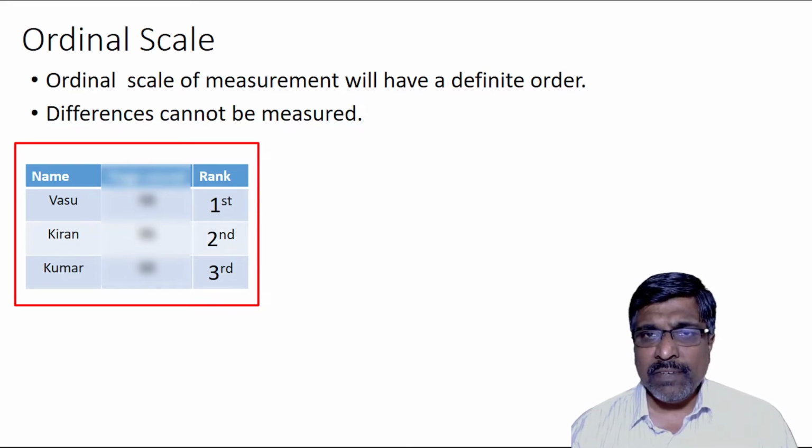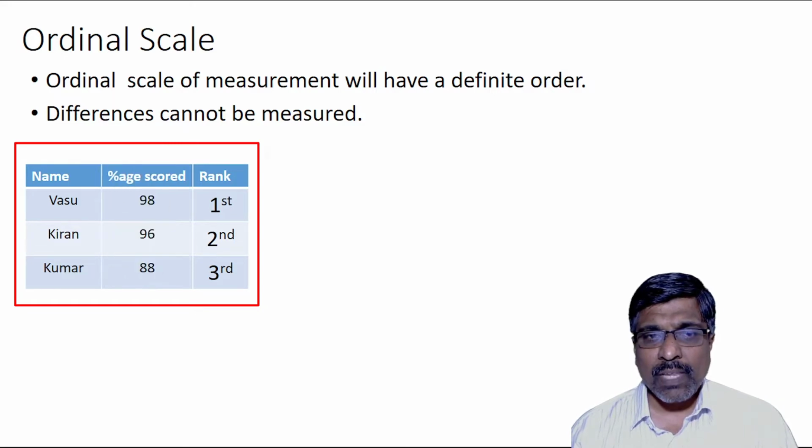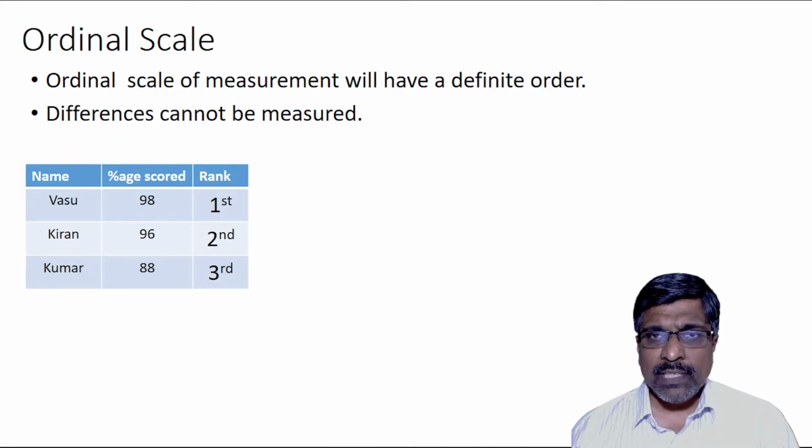So if I want to know the differences between their performance, I need to have the percentage score. Now if I don't have a percentage score column, then we can say that Vasu outperformed Kiran and Kumar. So this kind of scale is called as an ordinal scale. So in the ordinal scale, we only have the order, whereas we don't really find out what the intervals between those orders are. And it is illogical to do that also.